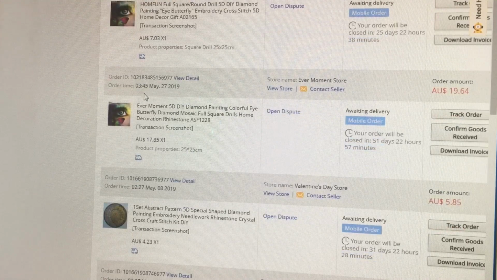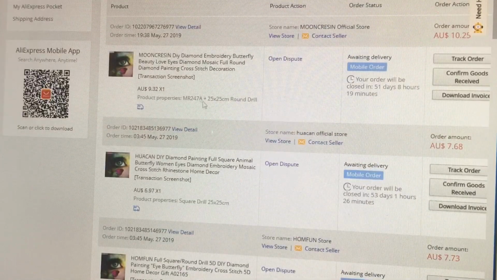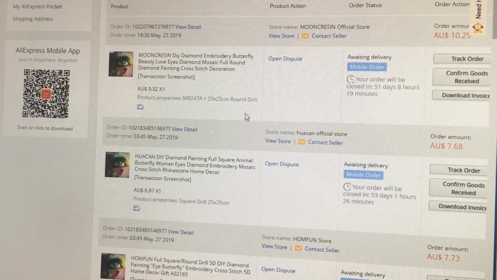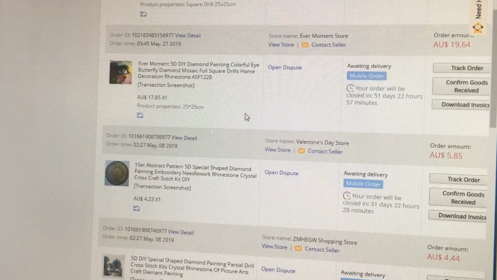I ordered them all on the exact same day, on the 27th. I did order the Moon Crescent, I believe, the day after, but it is still saying the 27th. I'm not sure why that is. And yeah, I'll be going over things like cost, postage, canvas quality, all those sorts of things.